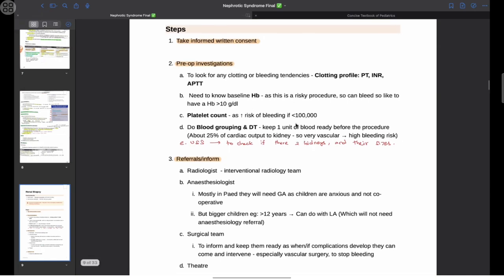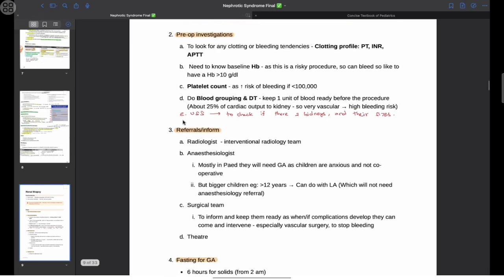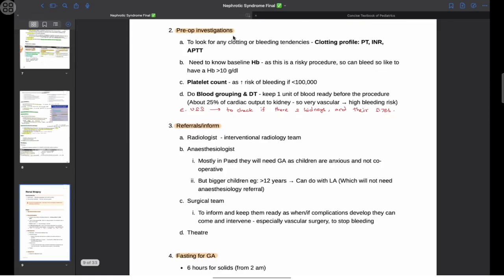And look at the platelet count. If it is less than 100,000, then they might postpone the procedure. Then blood grouping and cross-match. Okay, keep 1 unit of blood ready before the procedure. Then the other one is you do an ultrasound scan, because we want to check if the patient has 2 kidneys and what their sizes are. If the child has gone into CKD, end stage, and the kidneys are too small, then we won't do it, because anyway if you take the biopsy, it's not going to be of use.